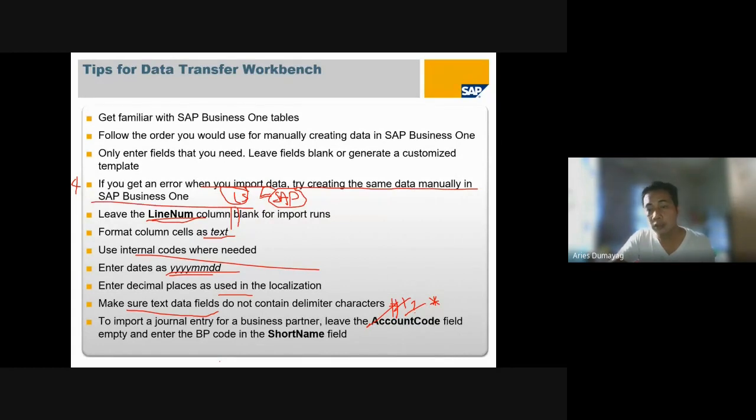Kung item master or business partner lang yan. Okay? Baka meron lang kayong maling code na import or na ilagay, maaaring space na kulang, or after the text meron ka pa palang space, hindi mo siya nalagyan, or nalagyan mo which is not included in our SAP Business One. Okay, to import a journal entry for business partner, leave account code field empty and enter the BP code.